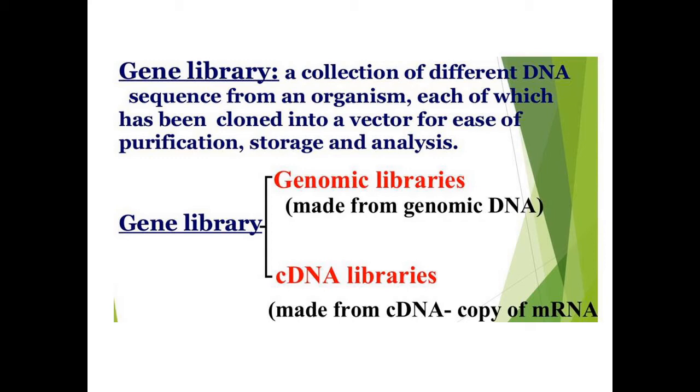So basically, what is the basic difference between these two kinds of gene library? In the case of a genomic library, what we are cloning is the genomic DNA. Whereas in the case of a cDNA library, what we are cloning, or what we are going to study, will be the cDNA, that is the complementary DNA, which is produced from mRNA.